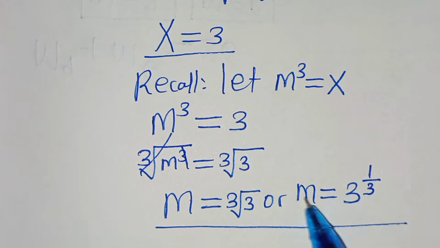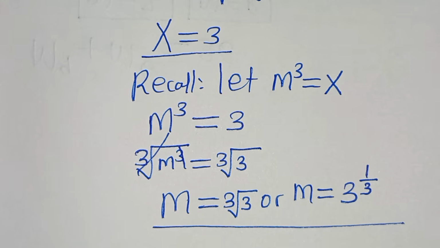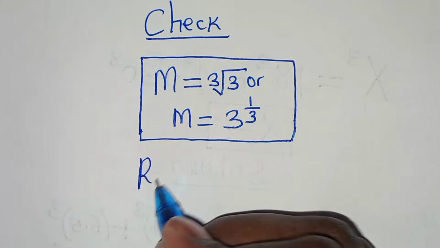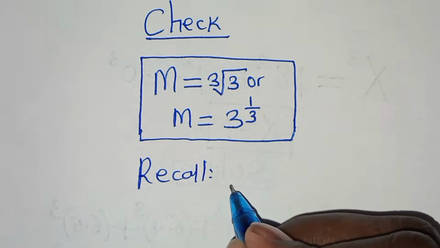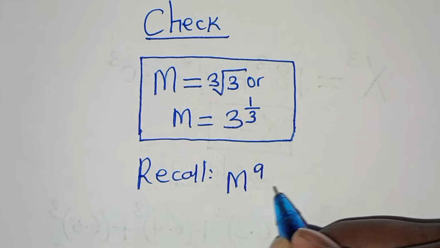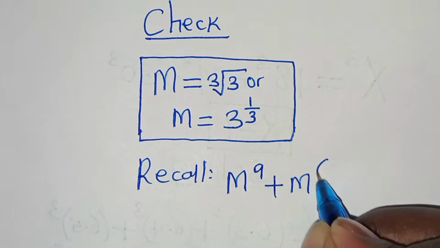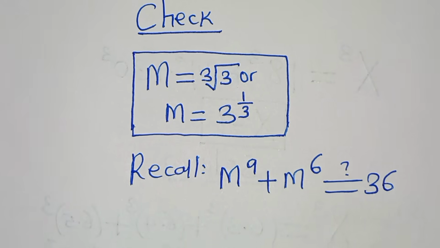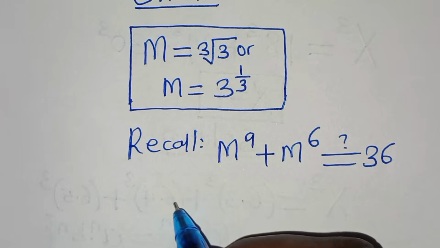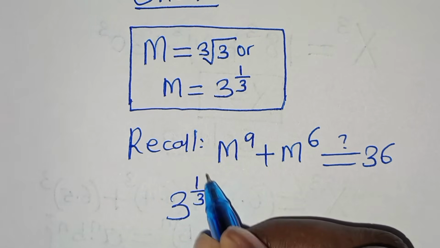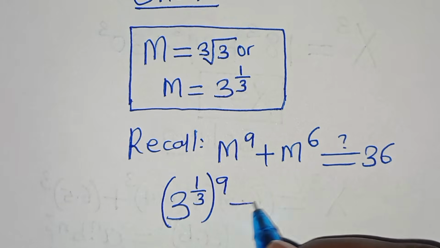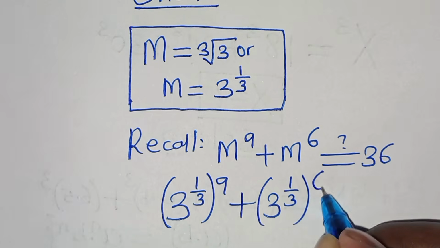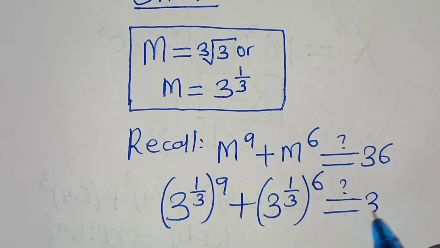So now, let's verify that this value of m satisfies the equation. If you recall, we have that m to the power of 9 plus m to the power of 6 is supposed to give us a value of 36. So now let's substitute the value of m, which is 3 to the power of 1 over 3, raised to the power of 9, plus 3 to the power of 1 over 3, raised to the power of 6. This should give us a value of 36.